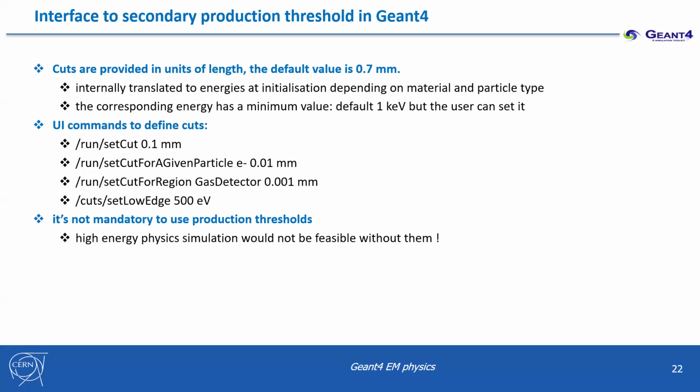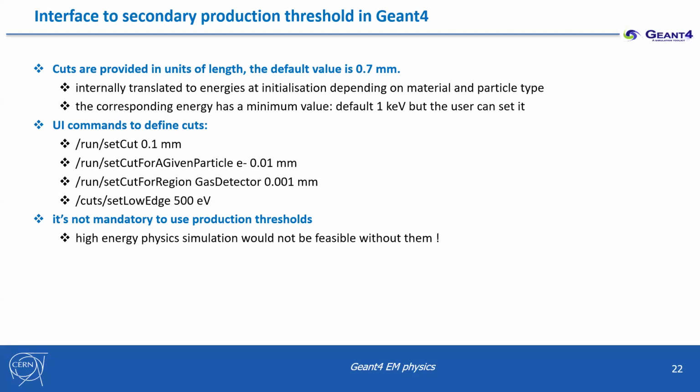Default cut in Geant4 is historically 0.7 millimeter, though there is no big sense to it. But a user may define it via UI command, there are simple commands, for example set cut 0.1 millimeter. It is possible to set cut for a given particle, for a given region. And also it is possible to limit production threshold, set low H. In this case, it is 500 electron volts instead of 1 keV, which is the default.